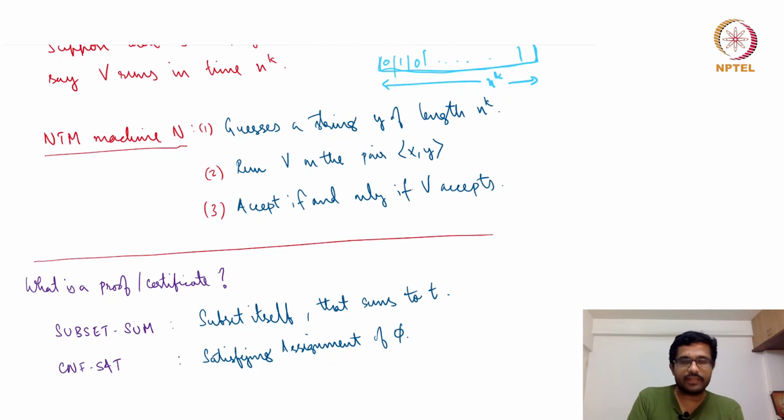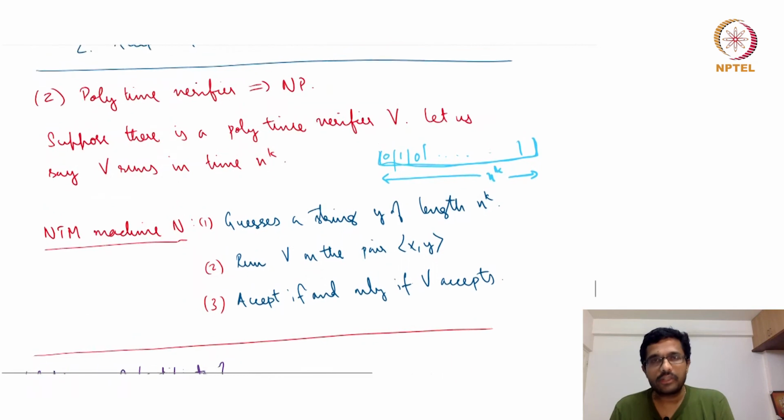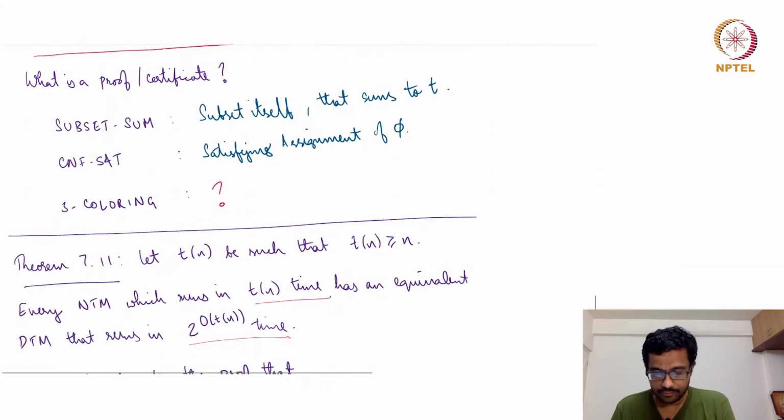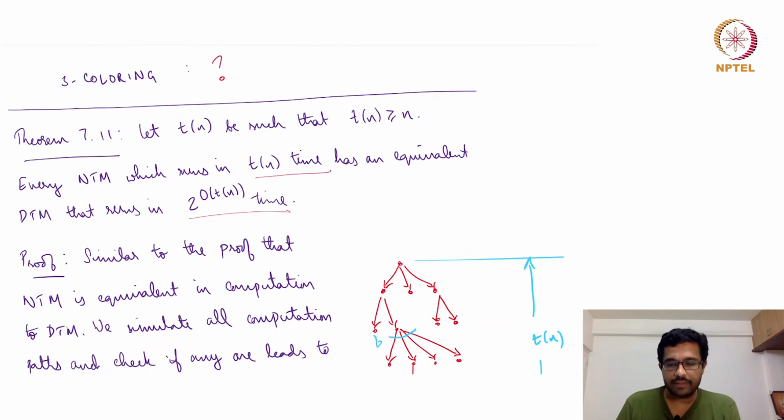So just to summarize, we saw SAT, 3-SAT, CNF-SAT, the alternate characterization for NP, and two simple results which say that any non-deterministic Turing machine that runs in time T(n) has an equivalent deterministic Turing machine that runs in 2 power O(T(n)) time.